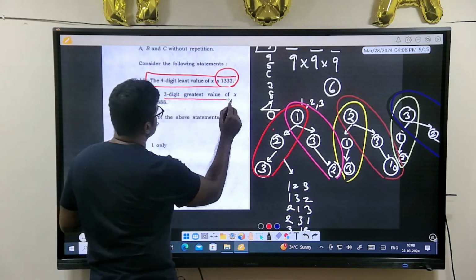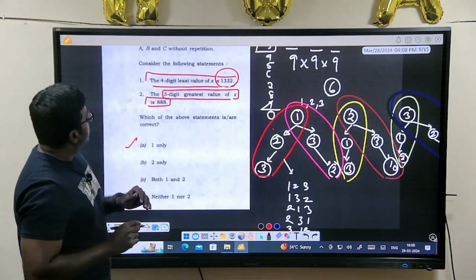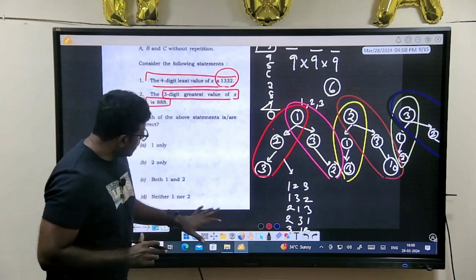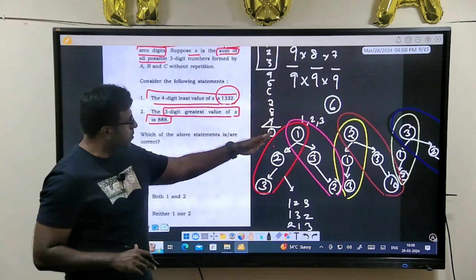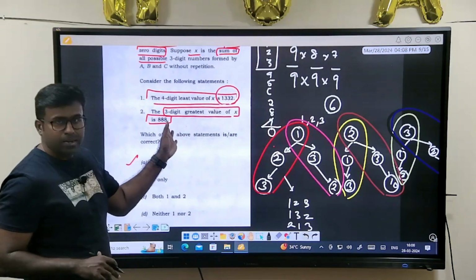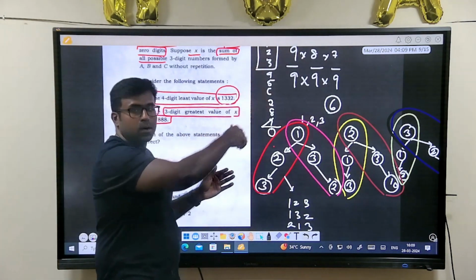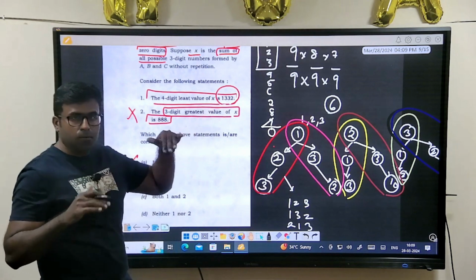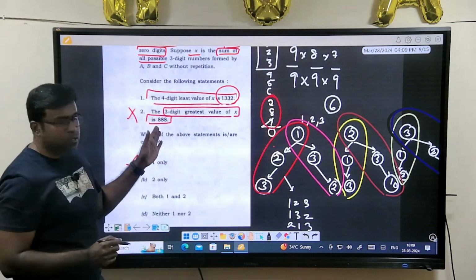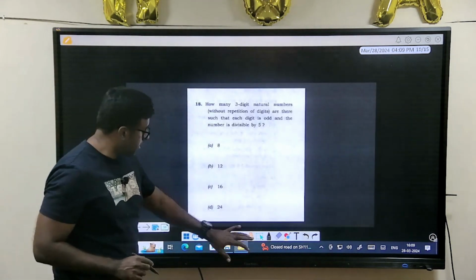Then, the 3-digit greatest value of x is 888. The greatest value means you have to form it with 9, 8, 7. That itself is going above 888. This is not true. The least value of a 4-digit number which can be formed as a summation can be from this, so greatest value means this. If it is this, how is it going to be 888? This is the answer. So this is the point that you have to now check.